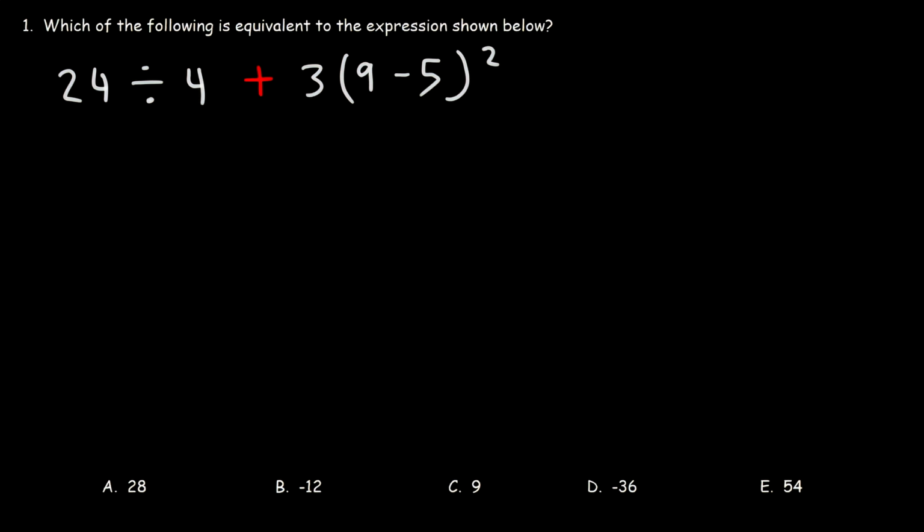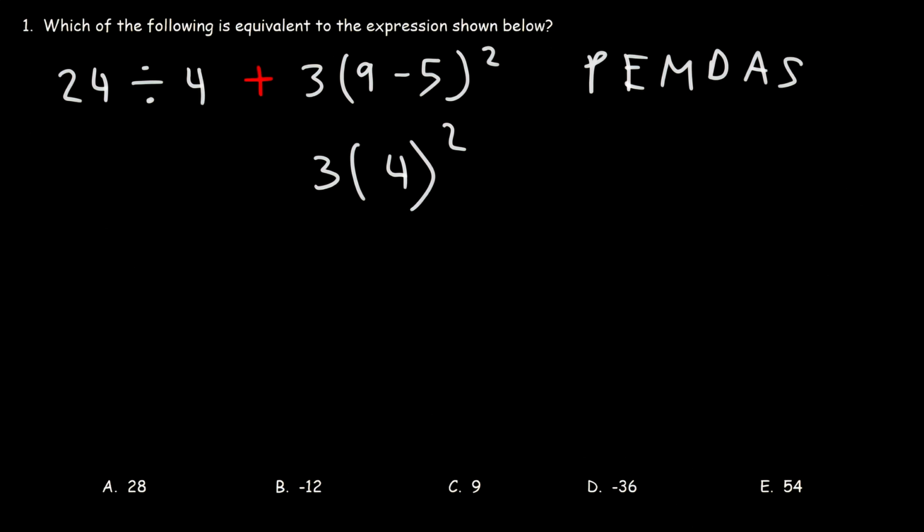So we need to be familiar with order of operations. Perhaps you are familiar with the expression PEMDAS. Please excuse my dear Aunt Sally. So we need to start with the operation inside the parentheses. 9 minus 5 is 4.